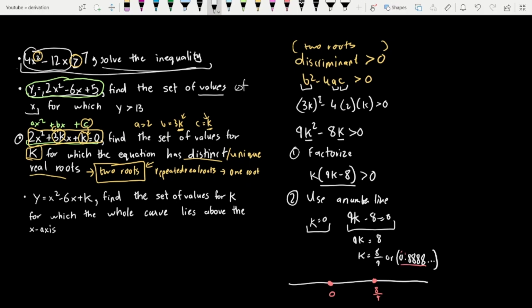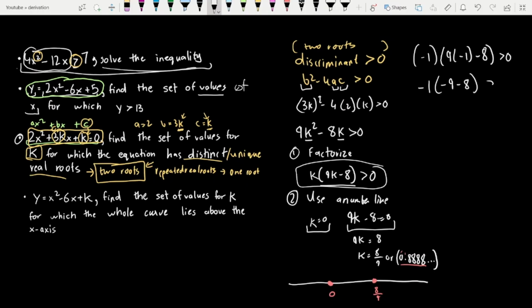And what you want to do is check out these 3 sections. So if you look at this section, we can pick a value, let's say -1, because that's less than 0. And I can go ahead and test it out in my factorized form. So I'm going to have -1, 9 times -1 minus 8 greater than 0. So it's going to be -1, -9, -8. Okay, and I'm going to get -1, -17 from here. All of this has to be greater than 0. So you multiply -1 with -17, you get +17, and it's greater than 0. We know that this is correct. So you put a check mark over here.